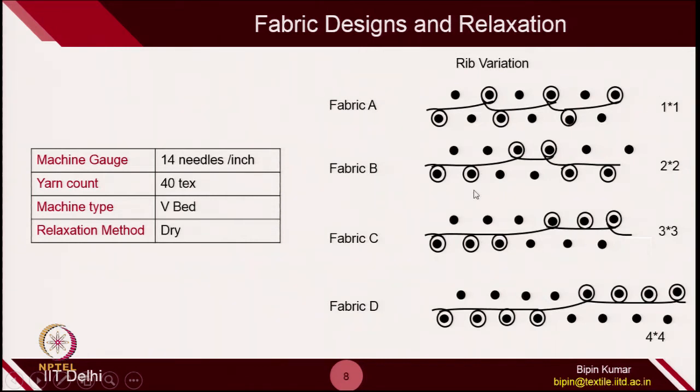In fabric B, 2 needles of the front bed are making loops and 2 are not in active position. So, 2 on the front and 2 on the back make loops alternately. In fabric C, 3 are making loops, then 3 are not making, and 3 on the front and 3 on the back simultaneously. In fabric D, 4 on the front, 4 on the back. So, 4 needles on the front side and 4 needles on the back side are left alternately. So, I created 4 types of fabrics. I also went for 10 cross 10, where 10 on the front side and 10 on the back side, just to check how much the fabric shrinks the moment I make all of these fabric designs.